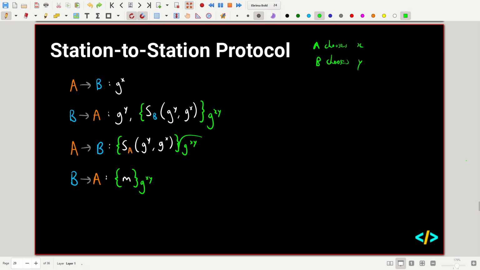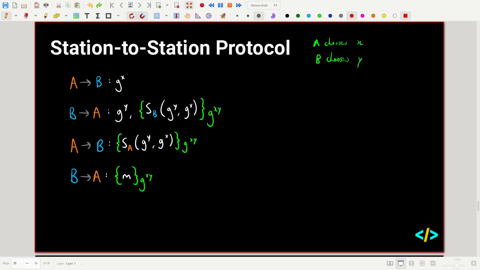A then responds, again encrypting with G to the XY, so this is their shared symmetric key again, and they're encrypting the exact same thing, signed by themselves. So B is signing these two, A is signing these two. So what this essentially achieves is it means A and B agree on the values that they're using to derive this shared key. And from that point on, they just communicate with this shared key.